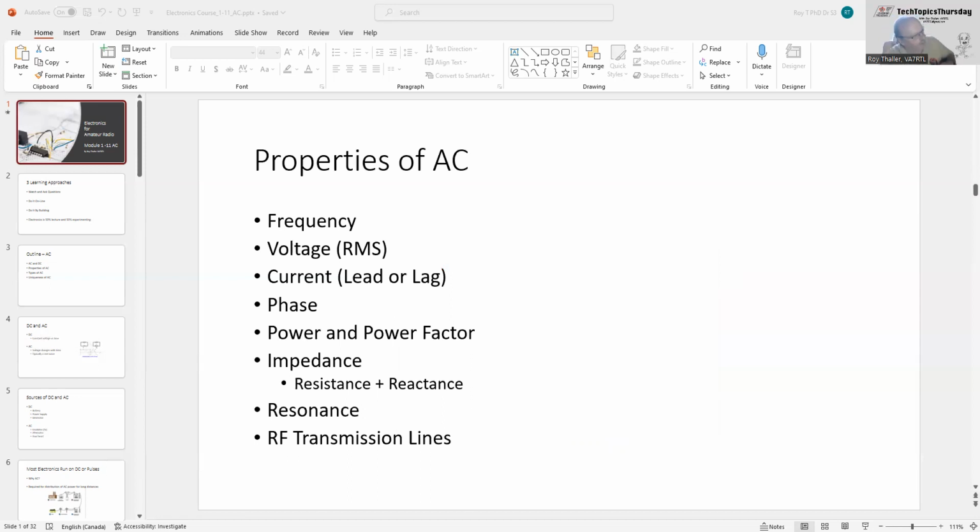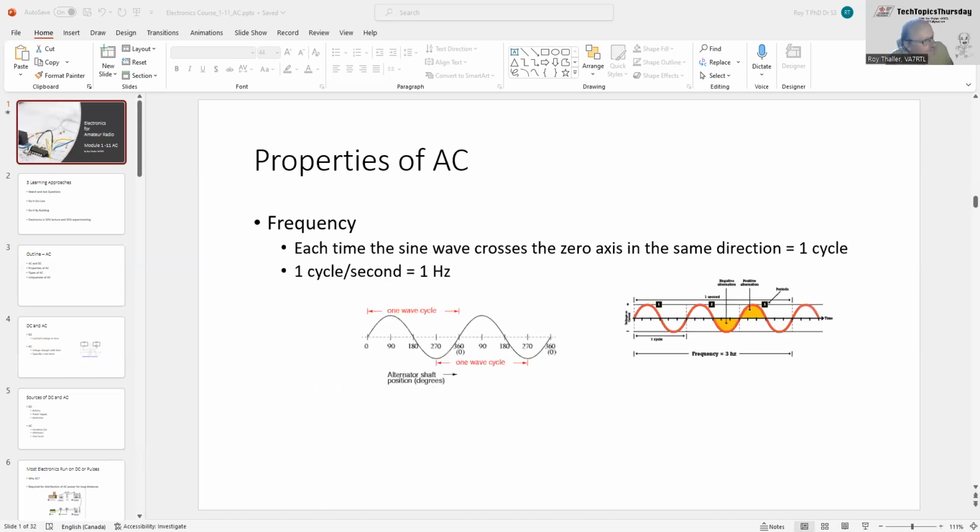So some of the things we're going to look at. These are all the things that make AC different from DC. Frequency, voltage, current, phase, power factor, impedance, resonance, and transmission line. So we're going to cover briefly each one of these. Again, we'll cover these in more detail in the future.